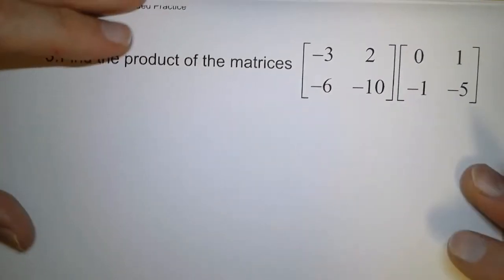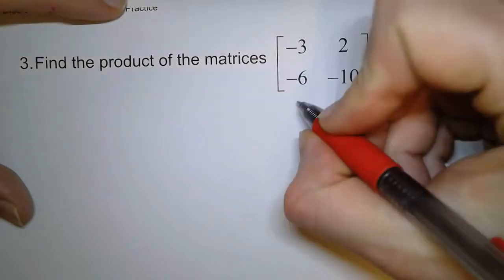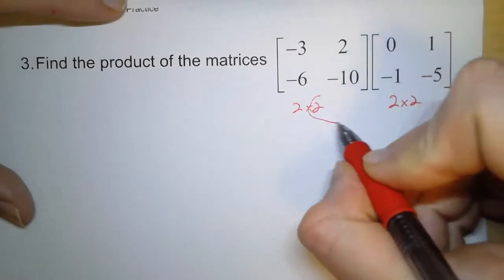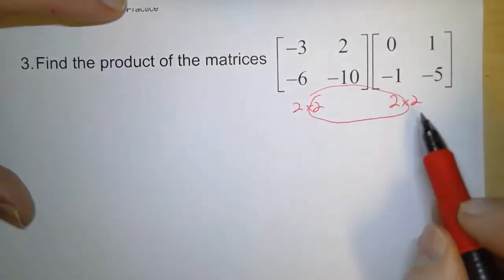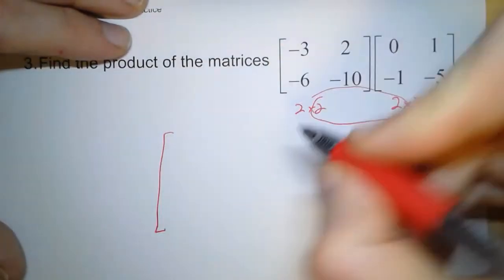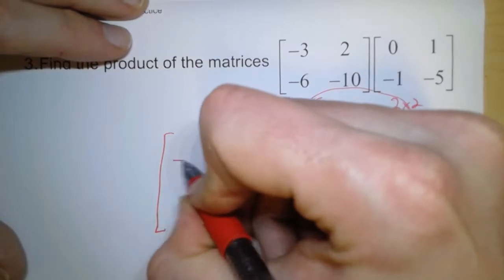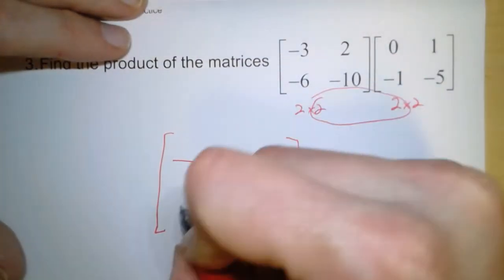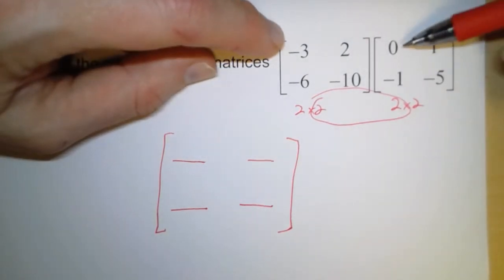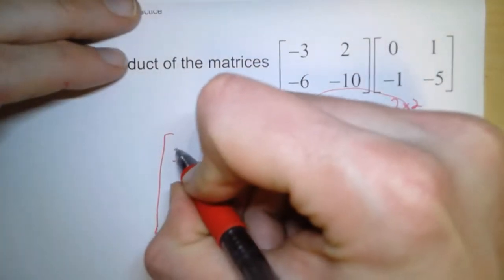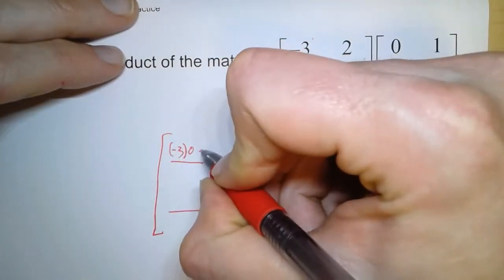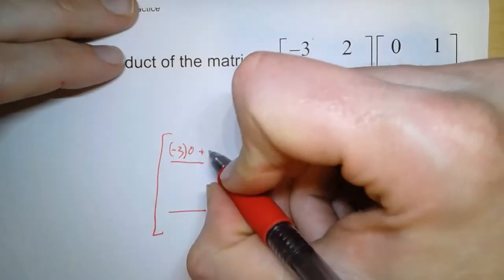So with this one, here we've got a different set where we have a 2 by 2 and a 2 by 2. So the inner two numbers, they match. And so what we're going to end up with here is a 2 by 2. So we're going to have a little bit more to do here. So first row and the second row. So I'm going to multiply across the first row and down the first column. So -3 times 0 plus 2 times -1.